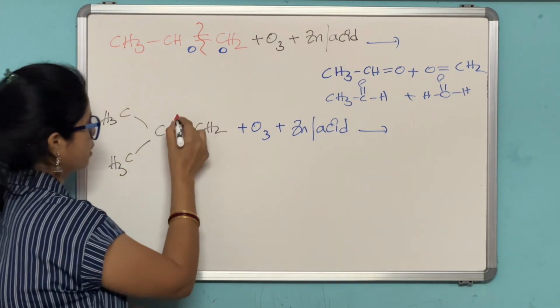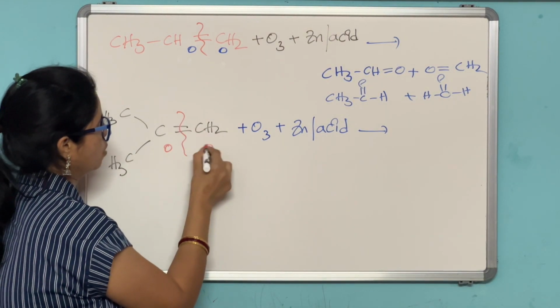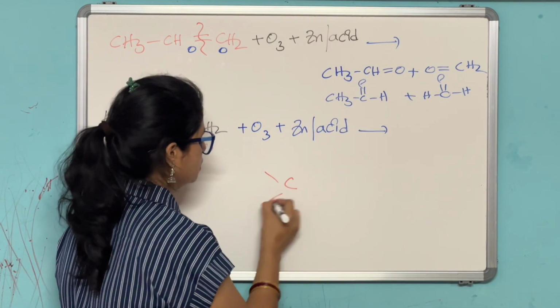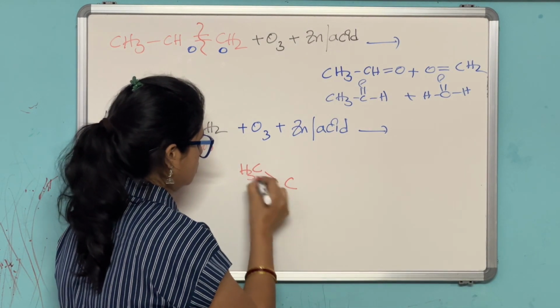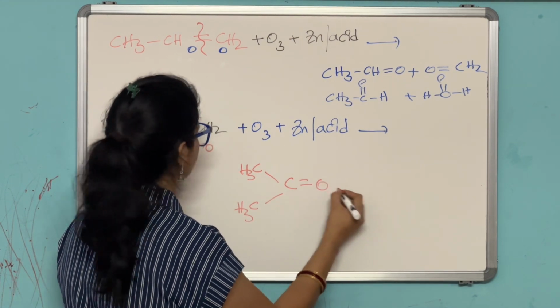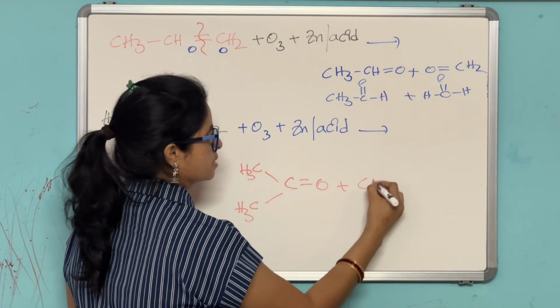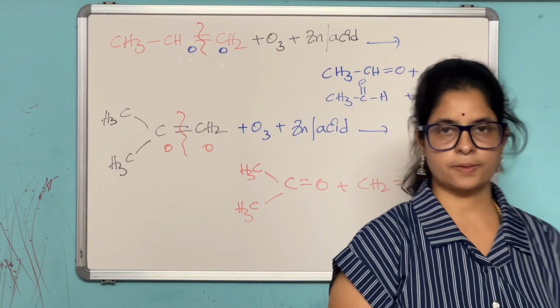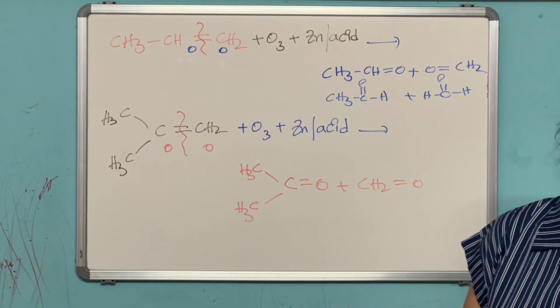Similarly, you write the product for this one. Reductive cleavage, ketone as it is and aldehyde as it is, CH2 double bond O. Clear? This is about ozonolysis of alkenes.